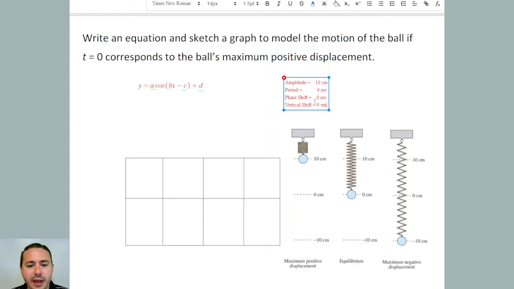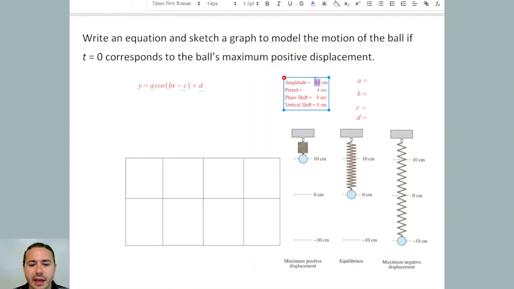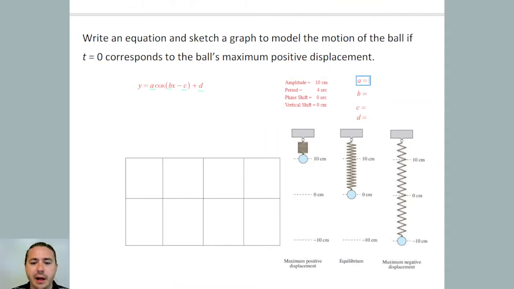Okay, so let's go ahead and use all this to figure out our A, B, C, and D. So let's do A equals, and we'll have one for B, and C, and D. We'll just go through each of these characteristics and figure out how that helps us find one of the parameters. Since the amplitude is 10, and that's the absolute value of A, and we already know we're starting at a maximum, we know our cosine function is going to be positive. So that means our A value is going to be a positive 10.